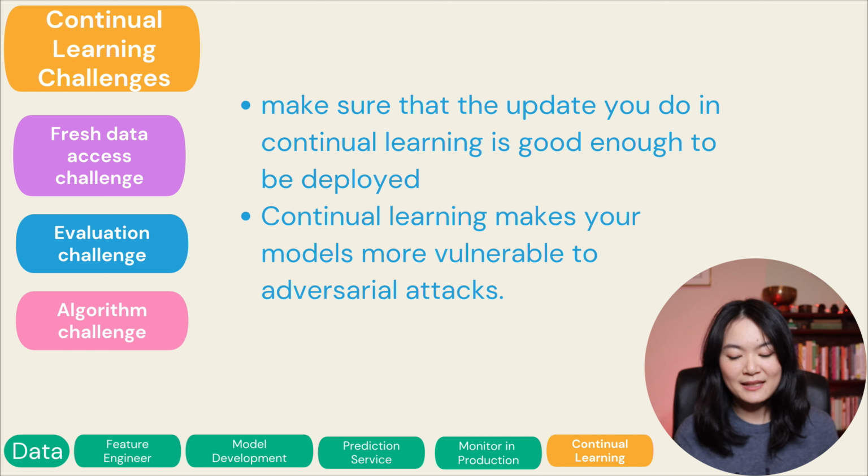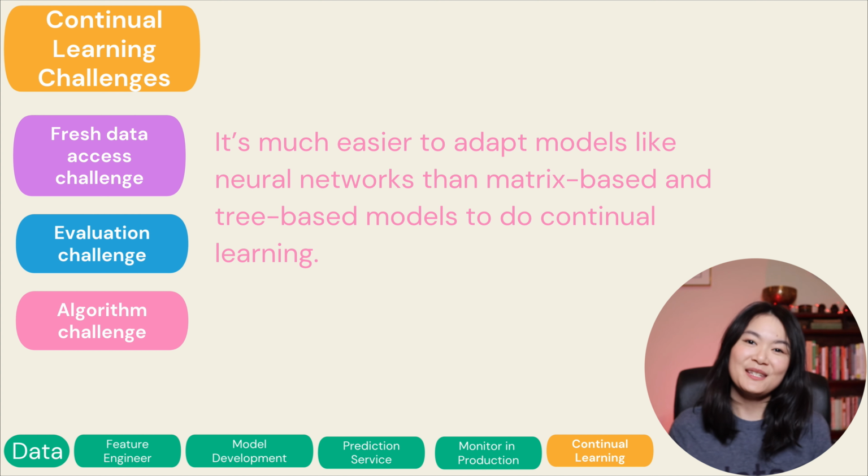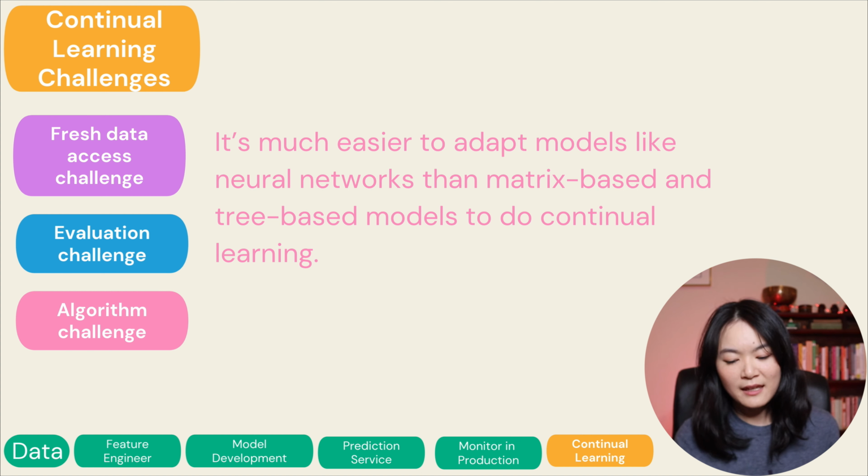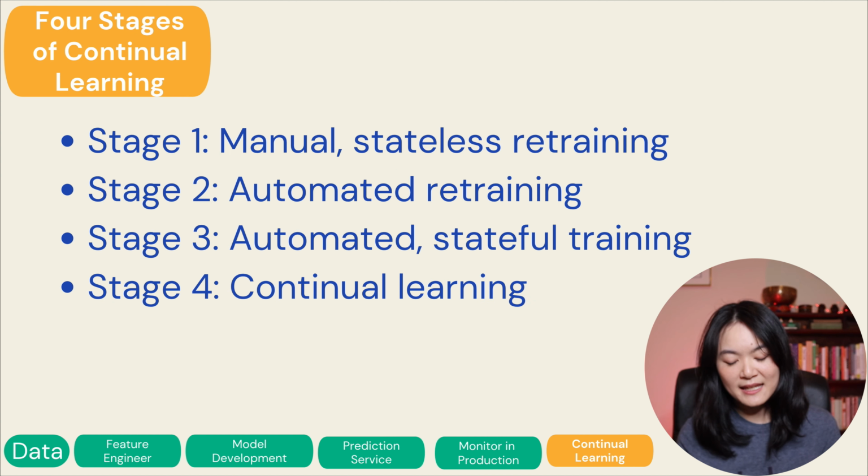The third challenge is the algorithm challenge. It's much easier to adapt models like neural networks than matrix-based and tree-based models to continual learning. For example, the collaborative filtering model needs to use the entire dataset to build the user-item matrix. However, there have been algorithms to create tree-based models that can learn from incremental amounts of data. The four stages of continual learning are: Stage 1, manual stateless retraining; Stage 2, automated retraining; Stage 3, automated stateful training; Stage 4, continual training.